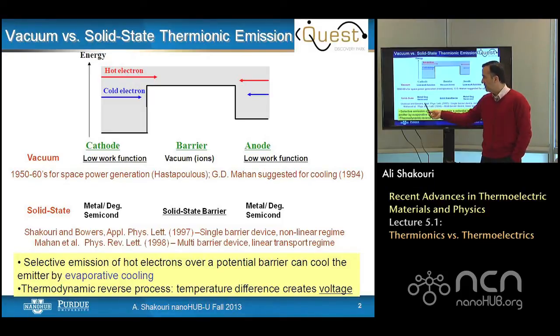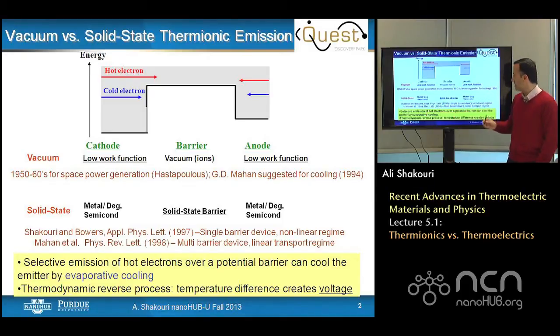A year later, Jerry Mahan and co-authors mentioned that a multi-barrier solid-state thermionic device could have high efficiencies in a linear transport regime. But later on, a couple of other authors, as well as Jerry Mahan himself, went back and said that actually that doesn't improve the efficiency. So what is the relation between linear and nonlinear? That's something we want to discuss today.